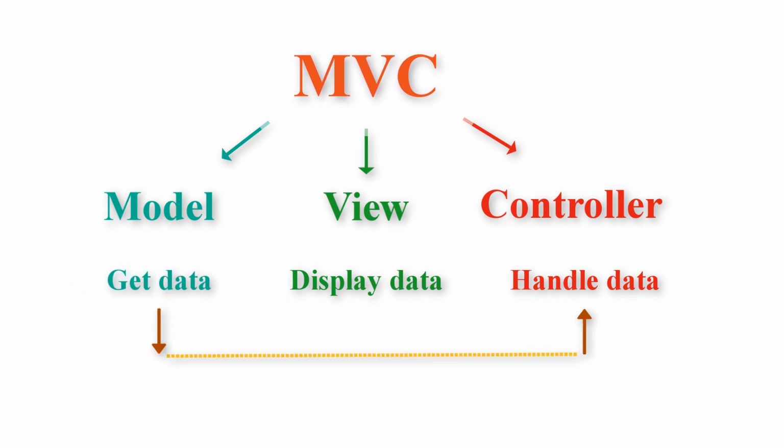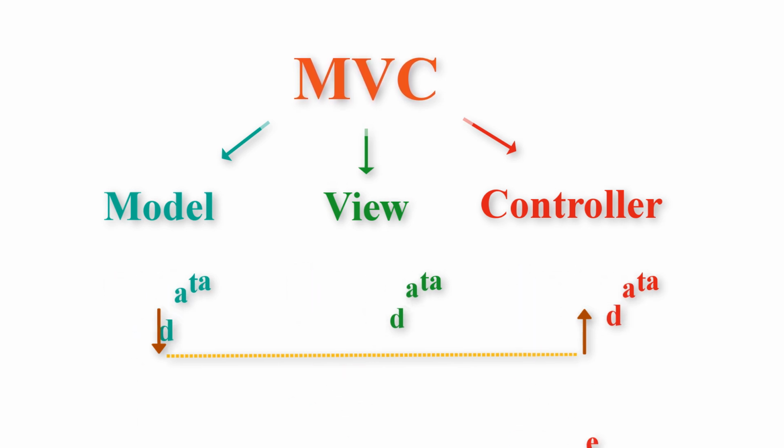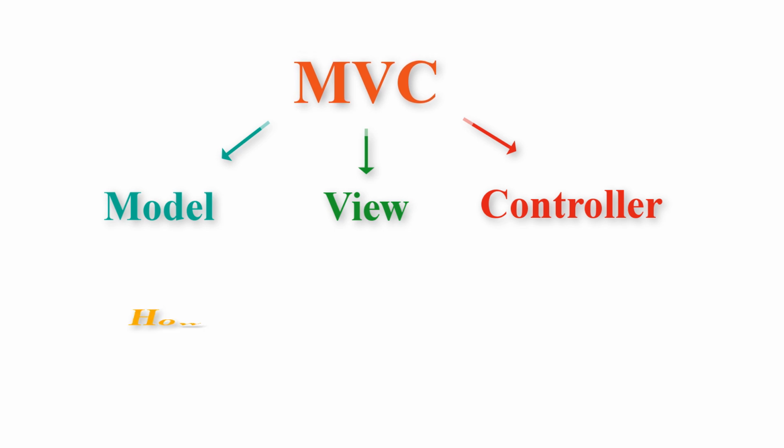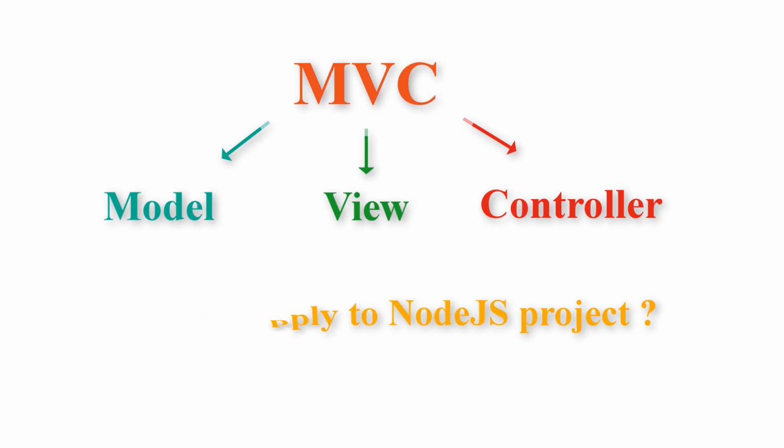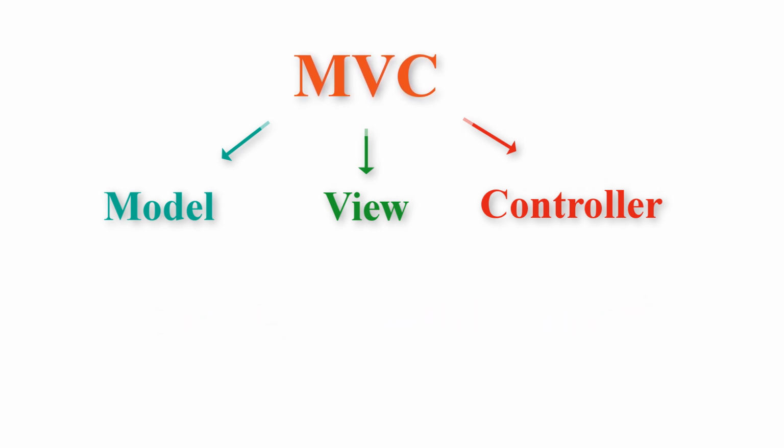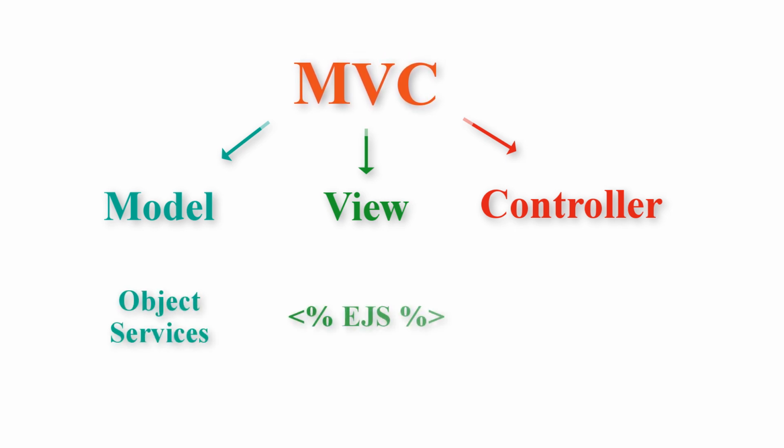By using MVC, we write less code, but we get more. We save not only the cost of building a web app, but also the time of maintaining the website. Okay, I understand that, but how do we apply MVC to the NodeJS project? Good question. In our project, the model is our JS files in services and model folder. The view is our AJAX files, and the controller is our JS files in controller folder.